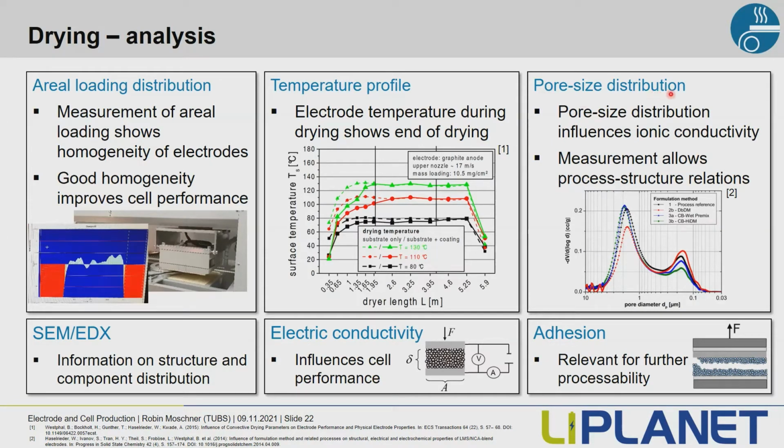We can also do pore size distribution measurements. Pore size distribution is a very important influence for the ionic conductivity of an electrode. And so this is a measurement which gives us the possibility to connect these process structure relations I spoke about earlier. We can also do some EDX measurements for information on the component structure or component distribution. We can do electric conductivity measurements because the electric conductivity of an electrode is also a very important parameter influencing the cell performance. And then we can do adhesion measurements because adhesion is relevant for the further processability of electrodes.